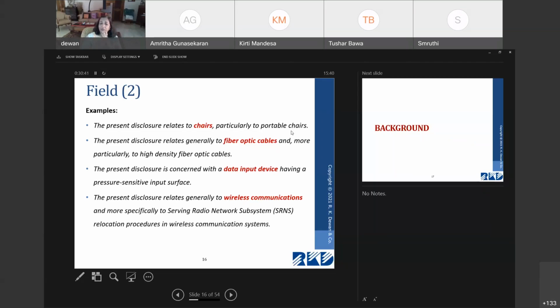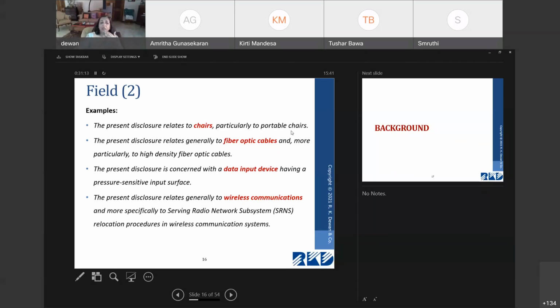So we have indicated that it is about chairs. We have not gone so broad as to say that it relates to furniture, because we don't want the person to get very lost. So we are saying that it relates to chairs, and then we are saying that it relates to portable chairs. But we are not saying what is the novel feature in the portable chair. What is your system? How is the folding happening, or how is it made portable? That is not coming in the field.